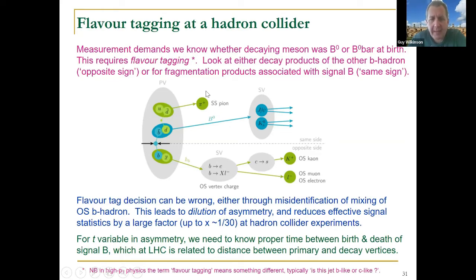You may get additional information by looking at the same side tag. That means that you look at information to do with the B meson you are interested in. For example, you can look at a pion which comes from the fragmentation process in which our B was produced. And the charge of that pion will have a relation to the flavor of the B that we are interested in, at least statistically. So by looking at these various tags, and there are other tags, we get some information on the flavor of our B of interest at birth.